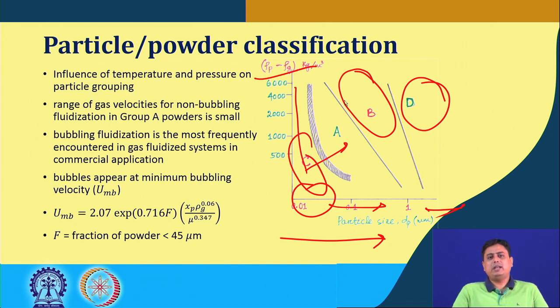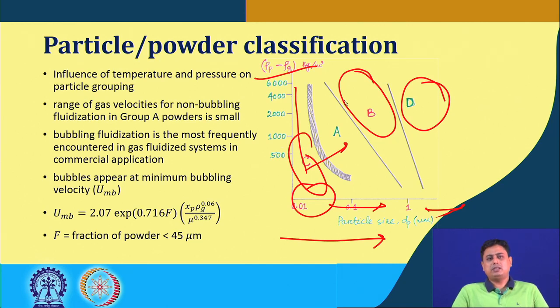In commercial applications, you typically require high throughput, and in the gas phase, if you remember the aggregative fluidization, the bubbling fluidization starts immediately. So, most commercial applications are happening in this bubbling fluidization region.